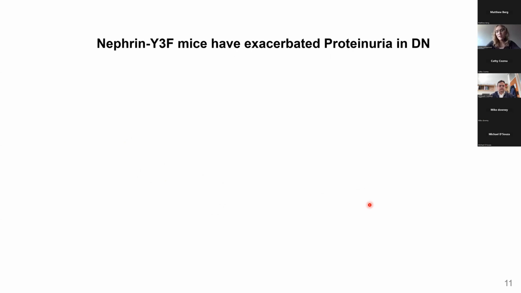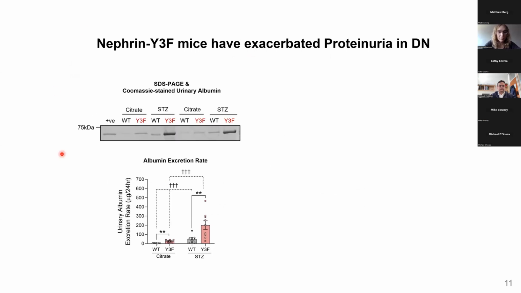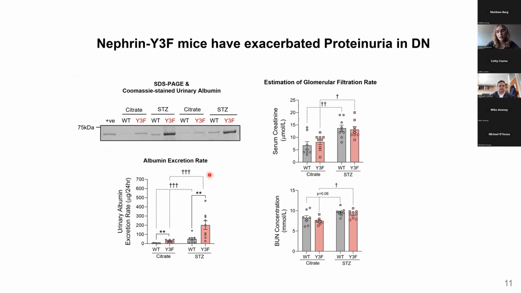And what we find, our main phenotype, is that nephrin Y3F mice do have exacerbated proteinuria with diabetic nephropathy. This is shown right over here with an albumin gel and quantified with the albumin excretion rate. What we see is this dramatic increase in proteinuria, specifically in diabetic Y3F mice. However, looking at markers of glomerular filtration rate, within the diabetics, there was no difference in GFR. And these markers are inversely proportional to the GFR, meaning that there was a decrease in GFR over time. And so what we can say is that for the same amount of mechanical strain, there was a higher amount of proteinuria in these mice.